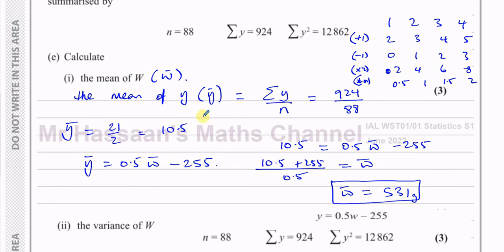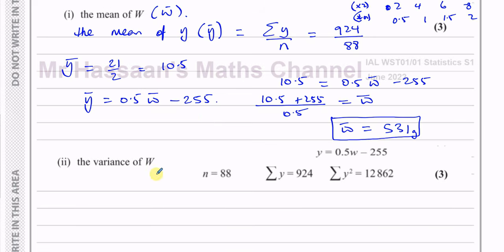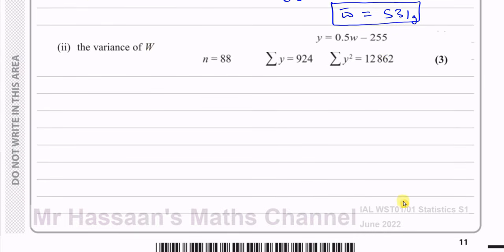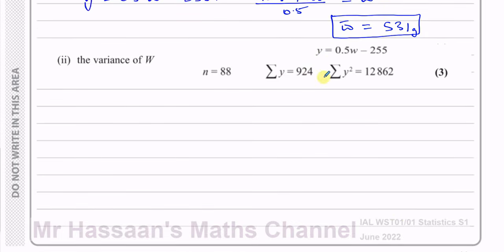Okay, now for E part 2, they're asking us to find the variance of W. Okay, now the variance of W. Now what we have here is we have everything in terms of Y again. Okay, so we have the Y values. So we can find the variance of Y from this data, the variance of Y. Now we know that the variance is basically the mean of the squares minus the square of the mean. So the mean of the squares is going to be all of the values squared and added together divided by the number of entries, which is going to be the sum of Y squared over N.